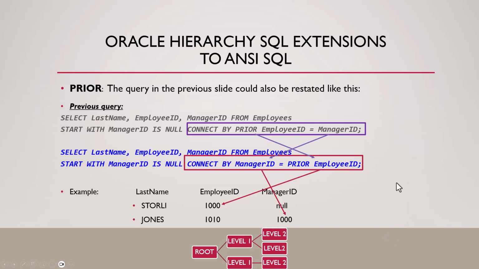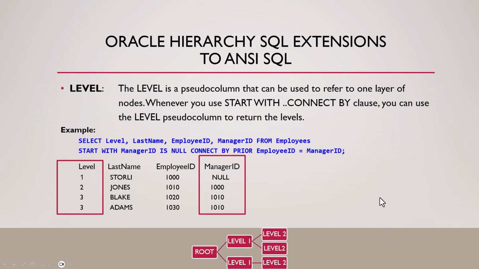There's no difference. There's also something called level, which is a pseudo column that Oracle gives you. And what basically it will do, it will tell you the level that your rows are in. So if you look, for example, at me, Storley, employee ID 1000, manager ID is null. I'm the first one. The reason being, I'm starting with manager ID is equal null. So that'd be level 1.